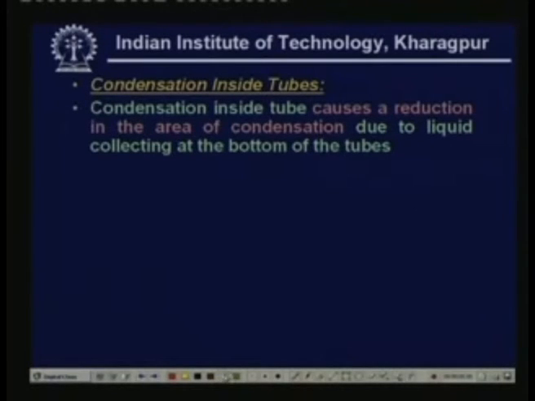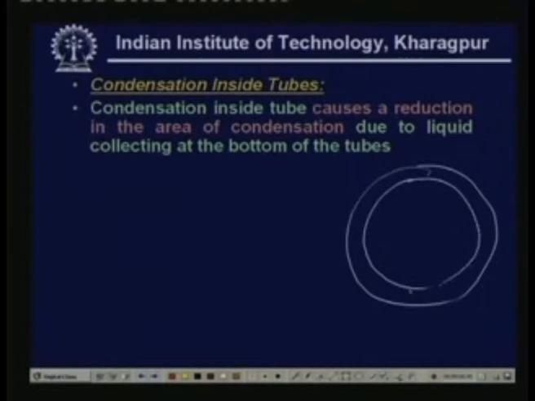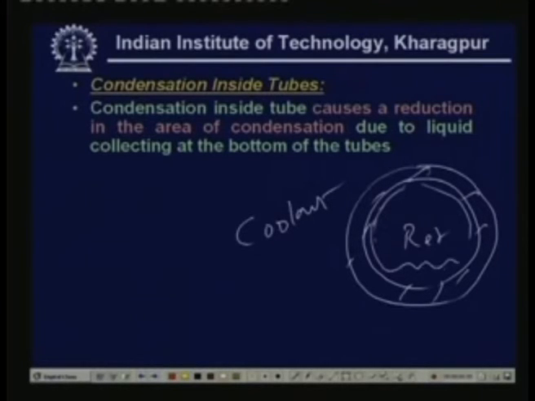Let us say that refrigerant vapor is flowing through a large tube. This is the wall of the tube, and outside you have coolant, and refrigerant is flowing through the tube. Since the coolant is flowing outside, the refrigerant starts condensing on the inner surface of the tube. When it condenses on the inner surface, the liquid, because of gravity, will come down, and you may find that liquid is settling down at the bottom.